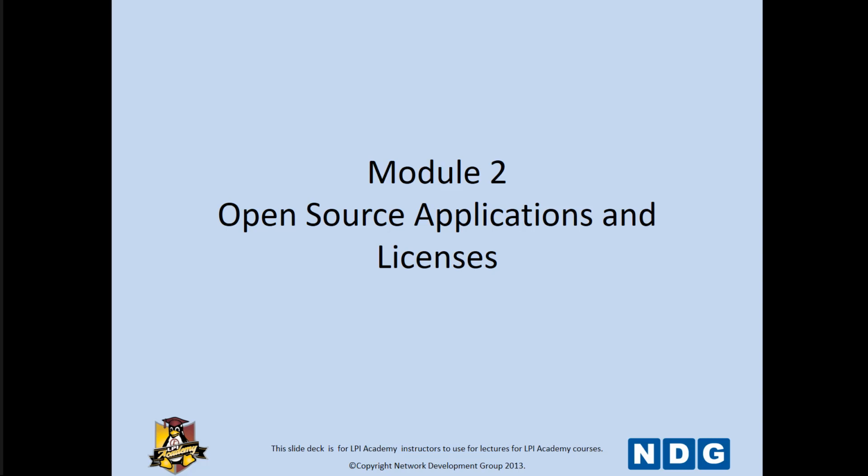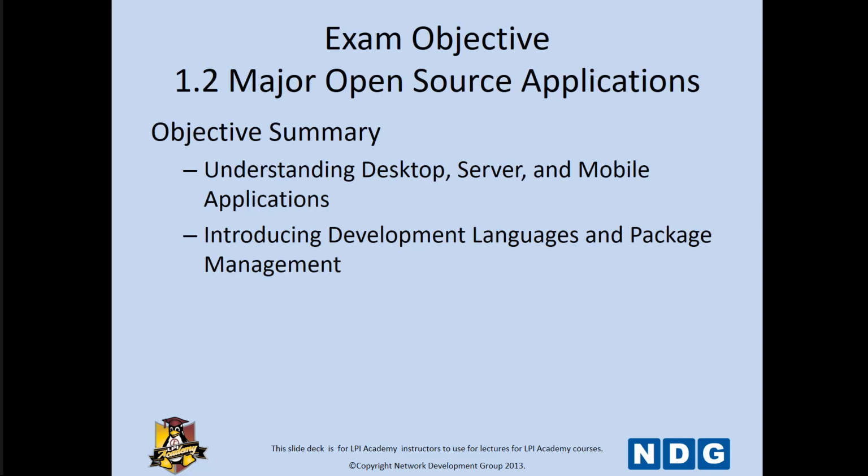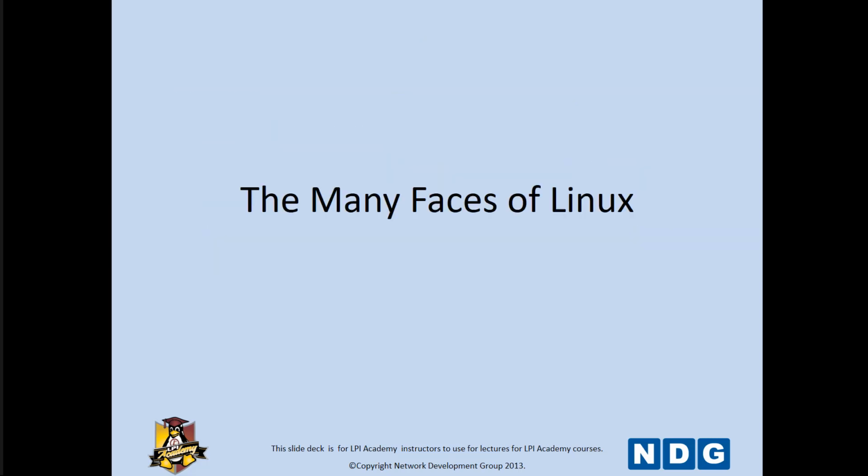So Module 2 is about open source applications and licensing. First of all, the major exam objectives are looking at open source applications, understanding desktop, server, and mobile applications, introducing the development language and package management structure. So there are many faces of Linux, which we learned in our previous lecture.